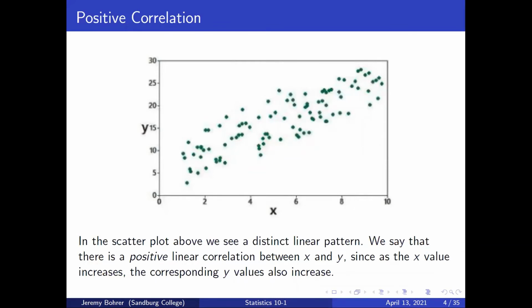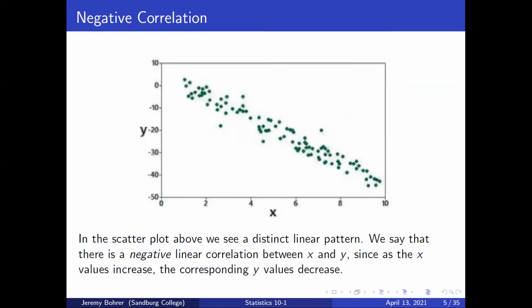In the scatter plot above, we see a distinct linear pattern. We say that there is a positive linear correlation between x and y, since as the x value increases, the corresponding y values also increase. In the scatter plot above, we see a distinct linear pattern. We say that there is a negative linear correlation between x and y, since as the x values increase, the corresponding y values decrease.